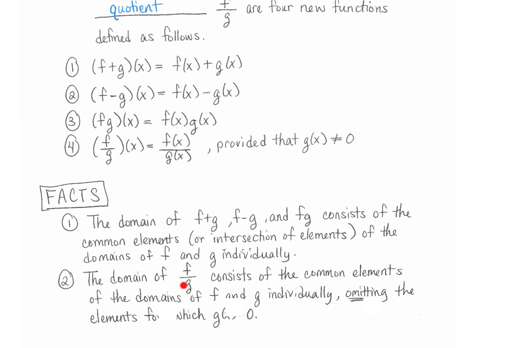So if we get 0 in a denominator, if -2, for example, gives us 0 in the denominator, then we have to exclude -2 from the domain of f over g. So, the domain of f over g consists of the common elements of the domains of f and g individually, omitting the elements for which g of x equals 0.